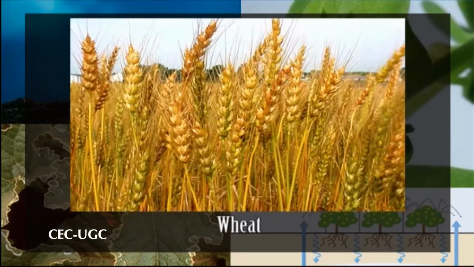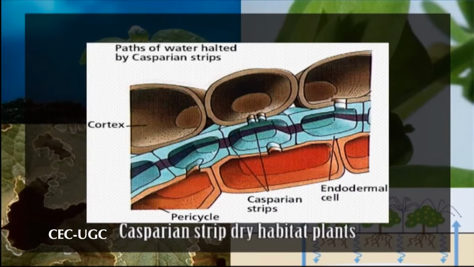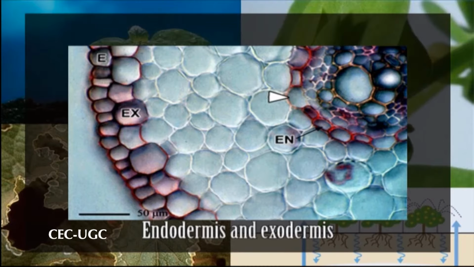The roots of saline desert plants have reduced cortex to shorten the distance between epidermis and stele. The Casparian strip is much wider in the highly dry and salt marsh habitat plants as compared to mesophytes. In saline habitat plants, the endodermis and exodermis represent barriers of variable resistance to the flow of water and ions from cortex to the stele under prevailing conditions.